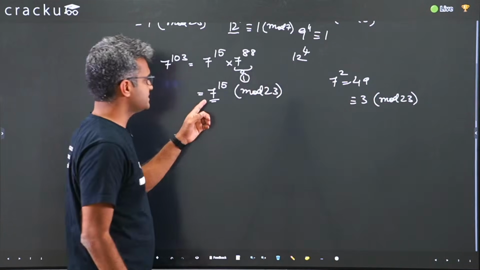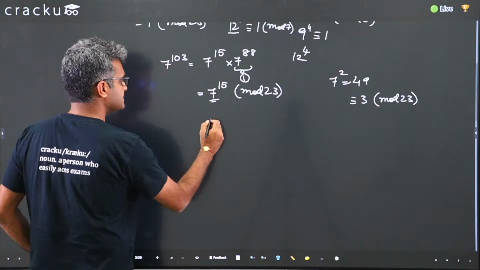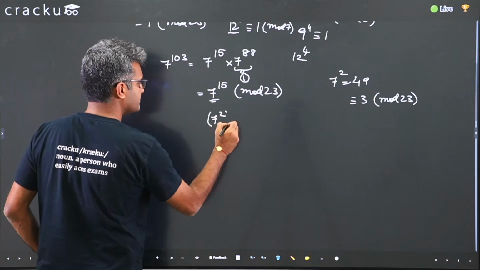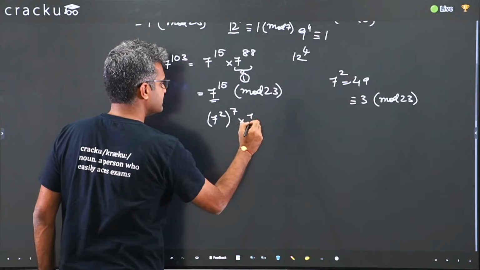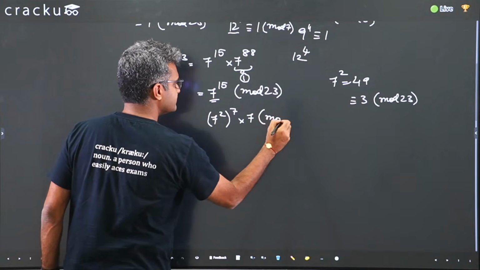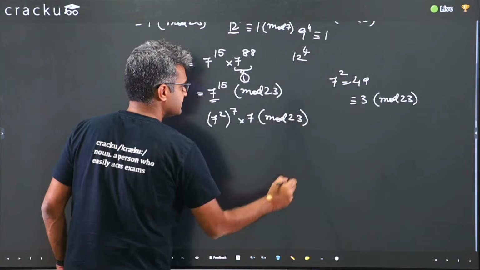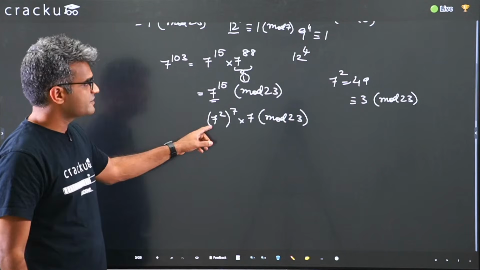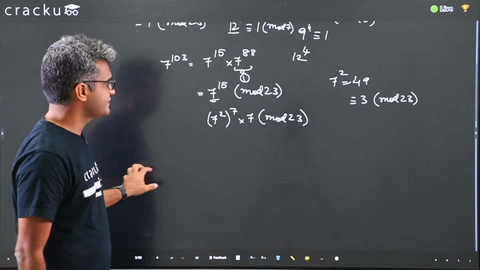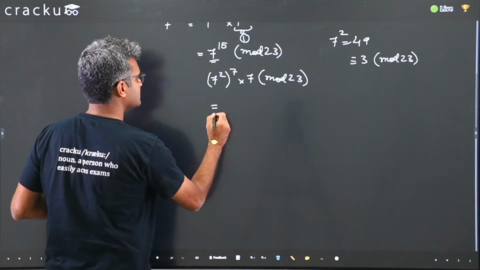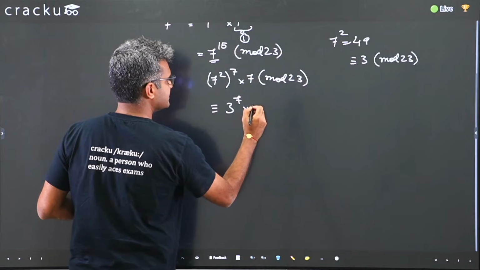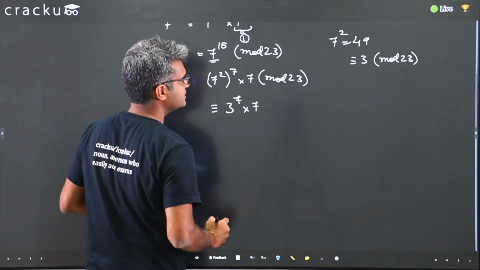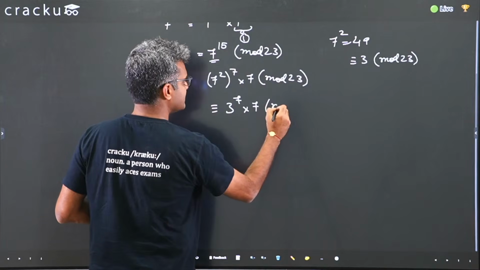So we are going to say that 7 to the power 15 is 7 square whole to the power 7, which will be 7 to the power 14, into 7 divided by 23. This is the same remainder. 7 square is leaving a remainder of 3. So we have to calculate the remainder when 3 to the power 7 is divided by 23 and you multiply it with 7. This will be the answer.